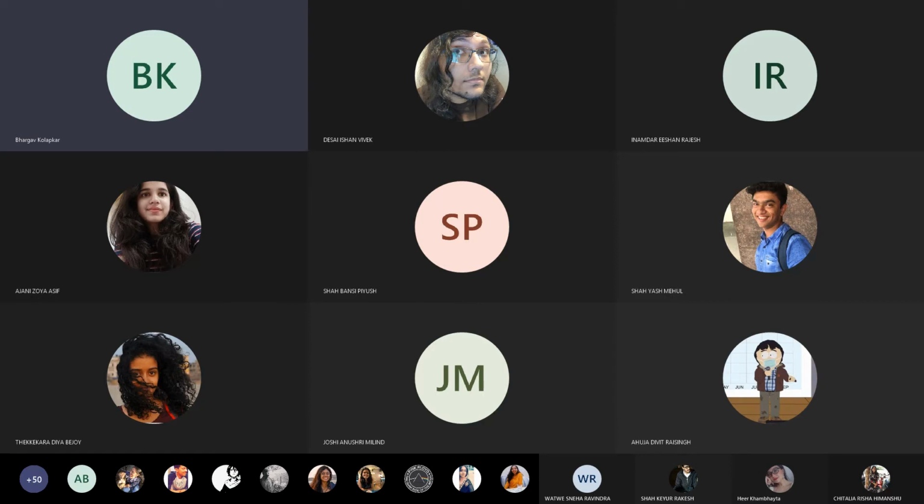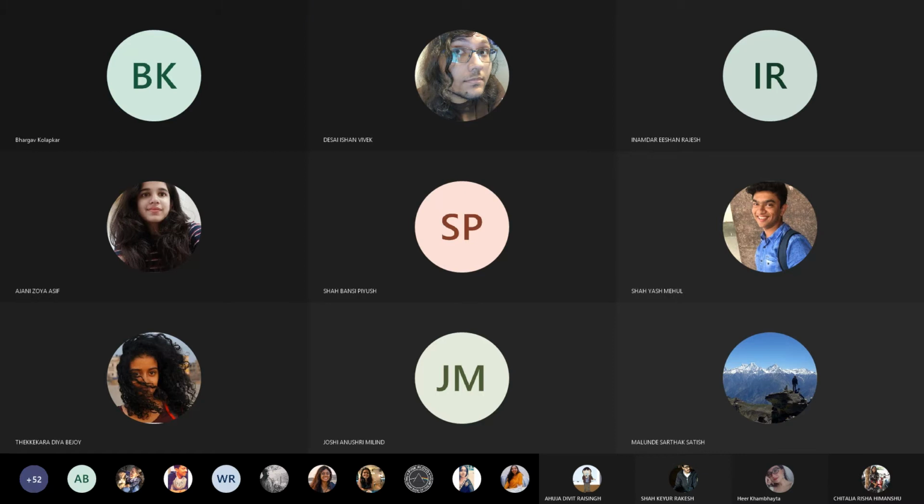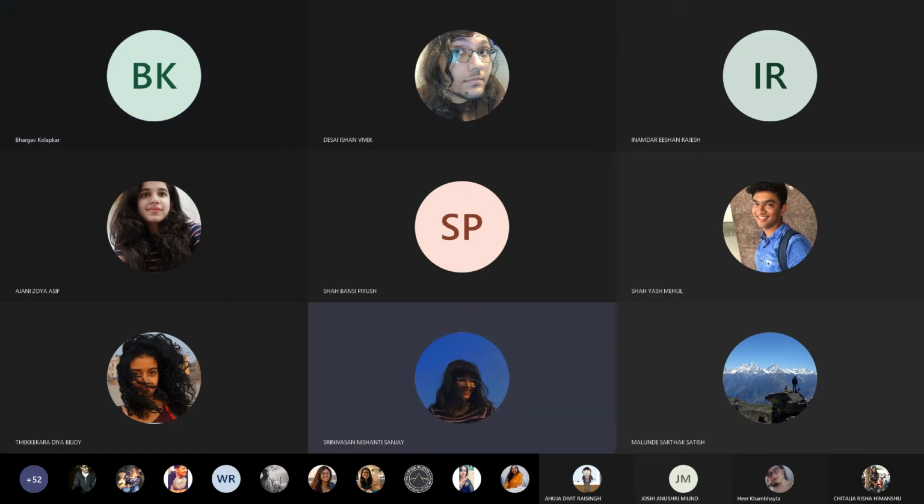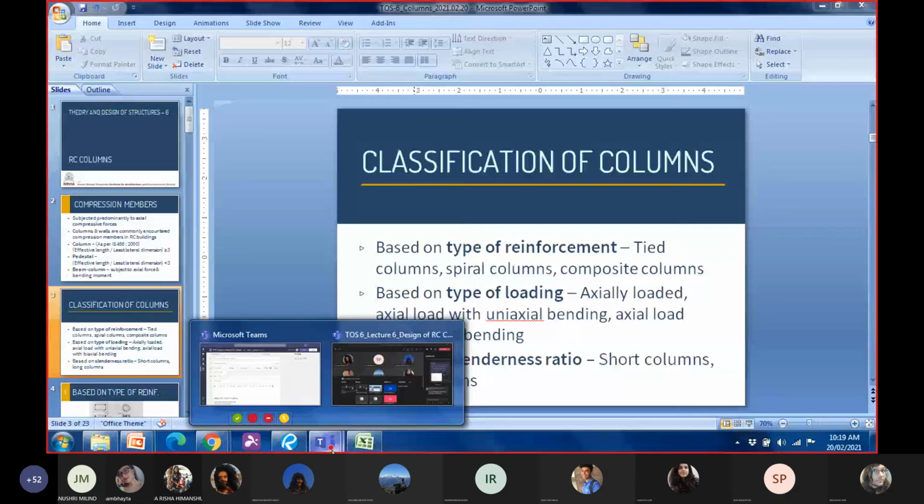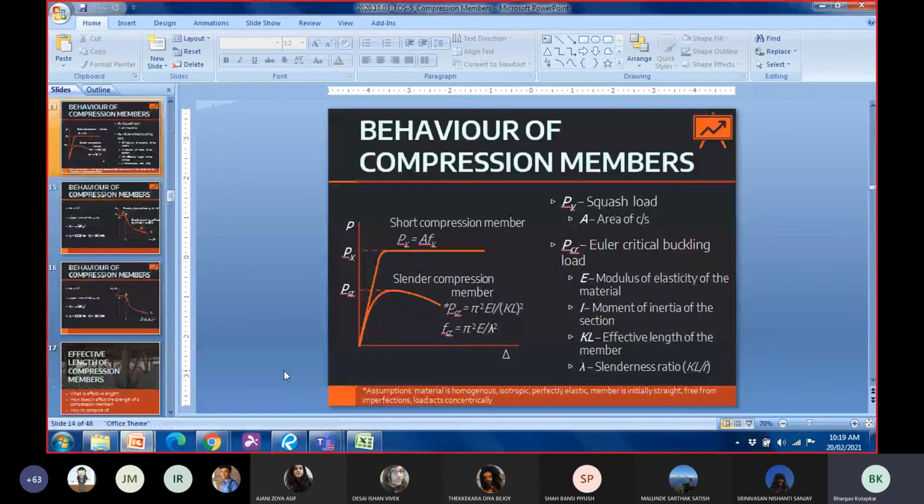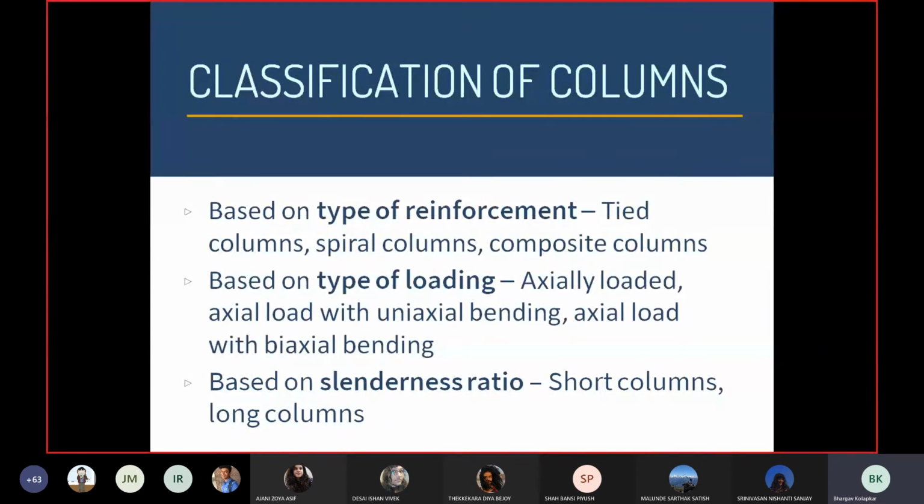Then based on the type of loading, columns can be classified as axially loaded. Hello? We can't see your screen, Bhargav. Okay, a moment. Can you see it now?